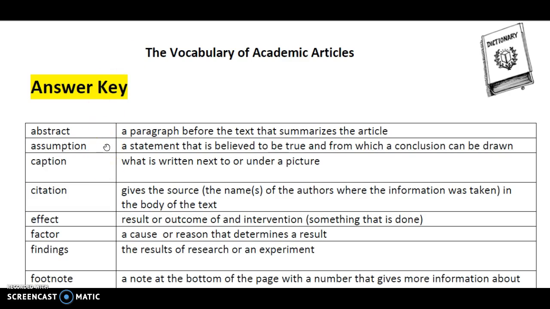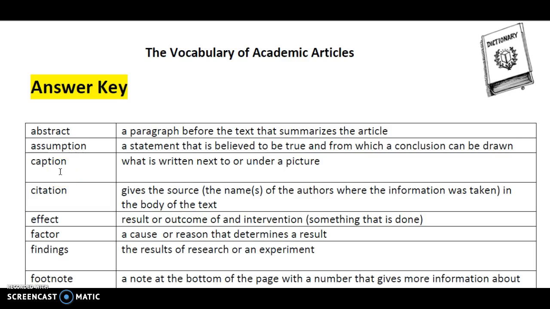Assumptions. Assumption is something that the researchers believe is true. We assume this, we assume that, and from which they want to draw a conclusion. And while they're working on their research, they're going to be making some assumptions, and they're also going to be telling you about that. The word caption.